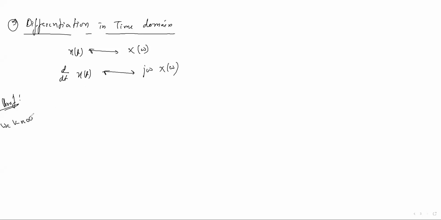We know the inverse Fourier transform formula is x(t) equal to 1 by 2 pi, integration from minus infinity to infinity of X(omega) e to the power j omega t d omega. Here the variable is omega, that's why d omega. So this is the formula for the inverse Fourier transform, and to solve this differentiation we have to proceed with the inverse Fourier transform.